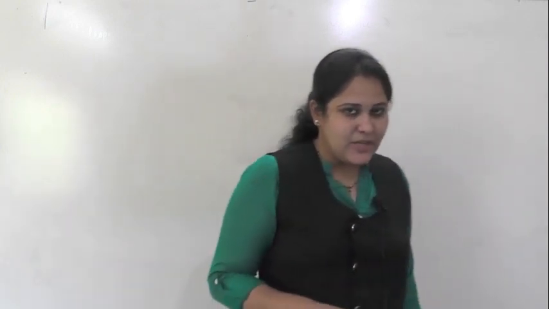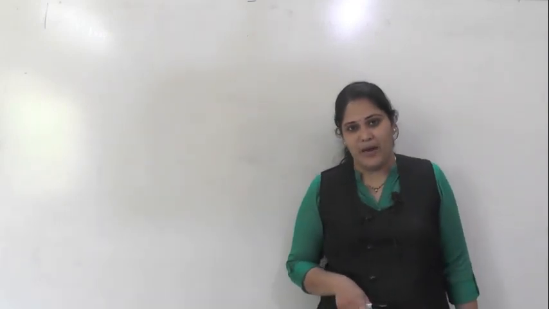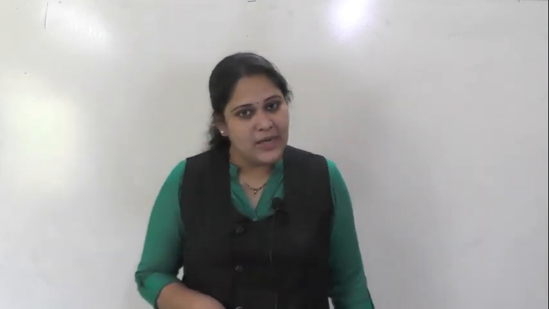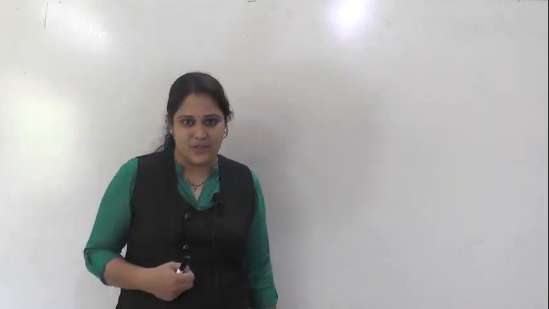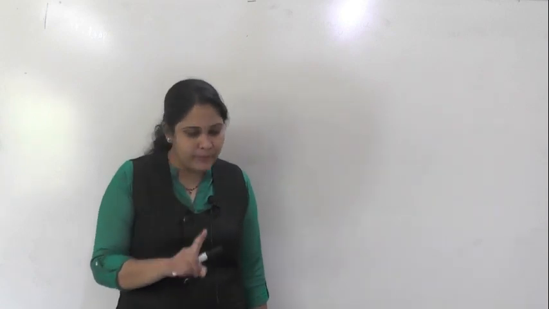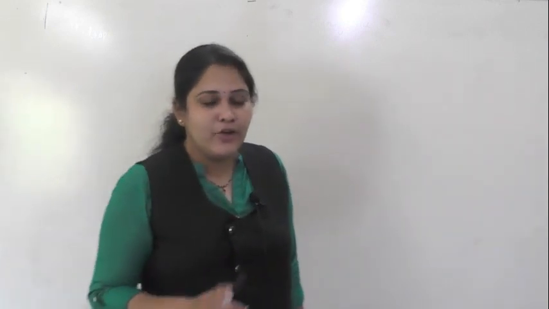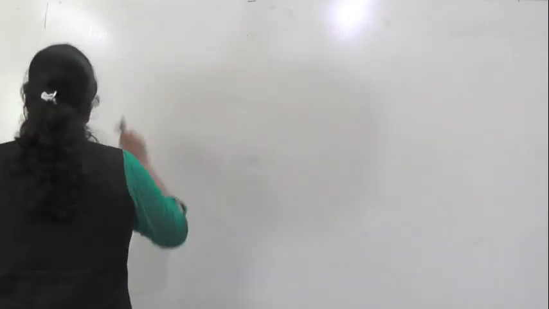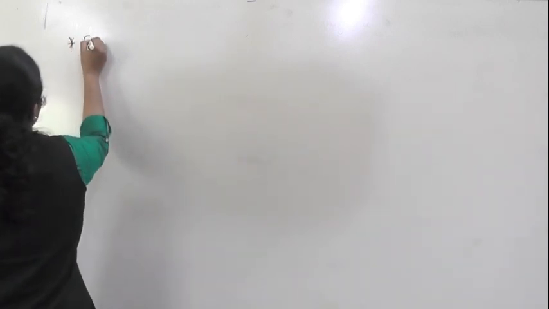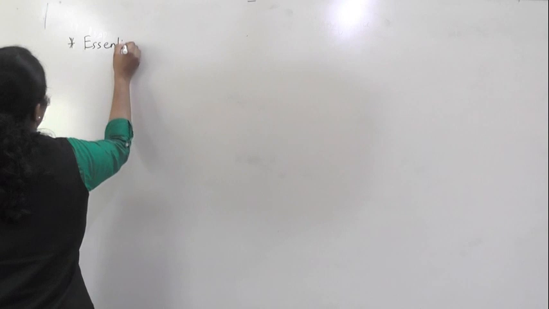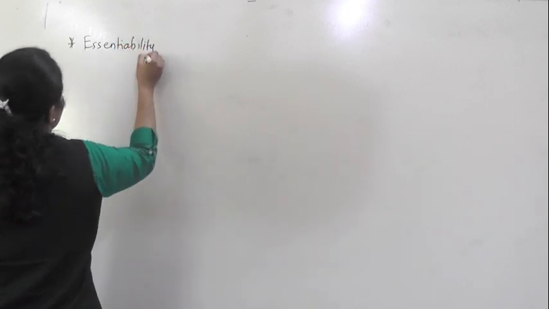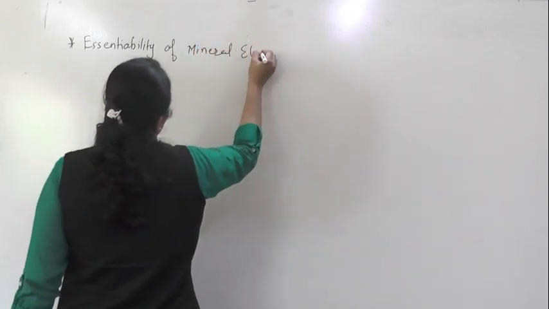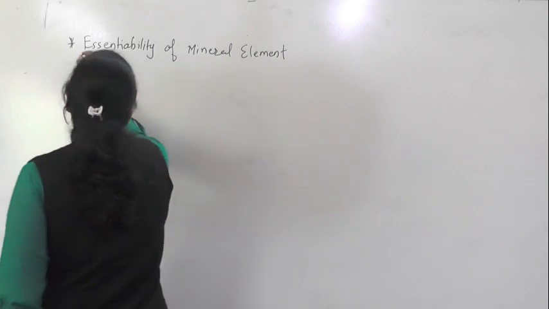We studied that essential nutrients are compulsory for plant growth, essential for normal growth and development. They are not produced in the plant; plants have to absorb them from external means. They are known as essential elements. But what criteria should be there to call them essential? Now let's see which are the criteria. So the next point is the essentiality of mineral elements.